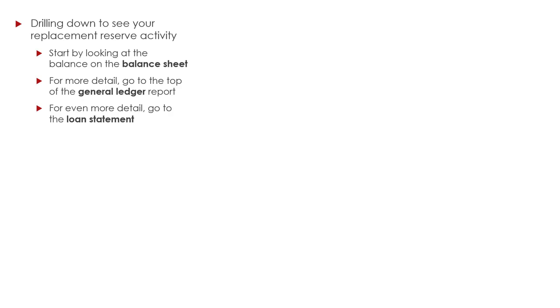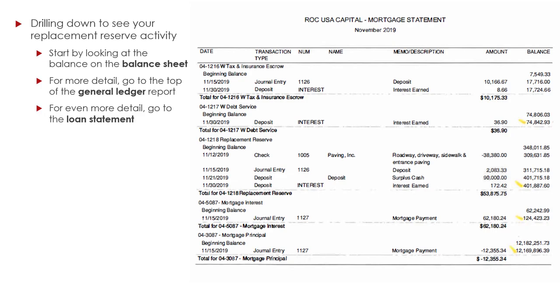If you want a bit more detail on this activity, or words get cut off in your general ledger like this, there's a third place you can look in your monthly financial packet for a bit more detail, and that's your loan statement that your lender issues every month. It should be even further down in the packet after your general ledger. Here's what it looks like.